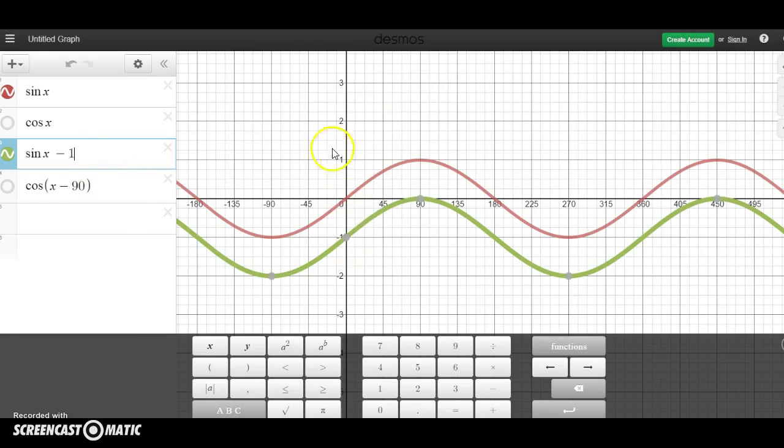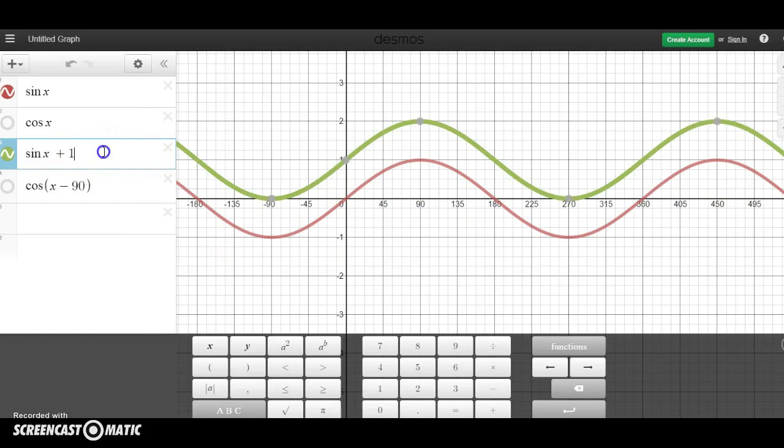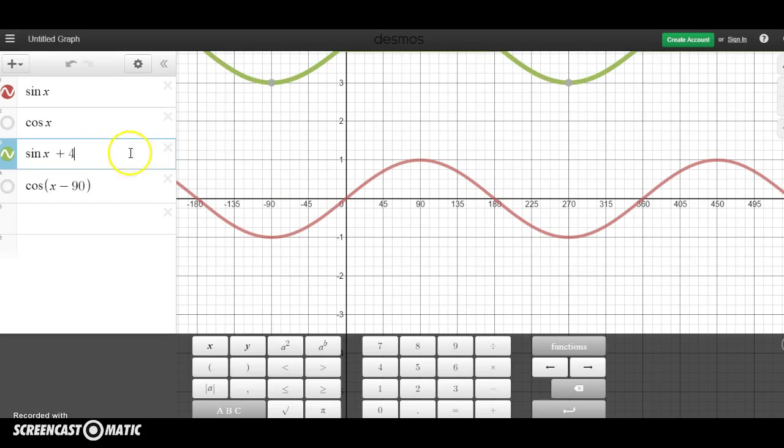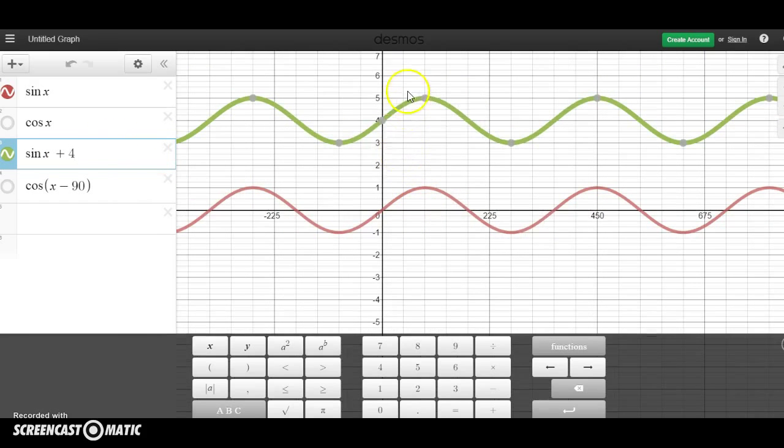So this is a vertical transformation. If it's plus, you can guess it's going to go up. If it's bigger, so let's go to 4, take the whole thing and jam it up 4. Eventually, of course, we're going to do a bunch of stuff to it. Same thing happens with the cos curve. Okay, and that is our C. C is the vertical transformation. And the other thing is that it is going to change your axis, or your rest position.